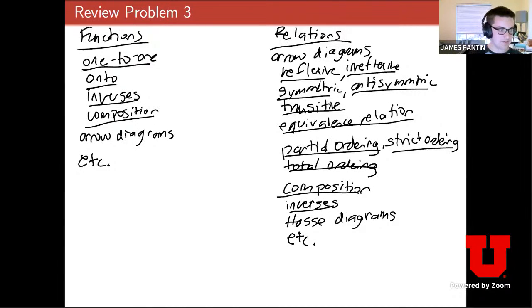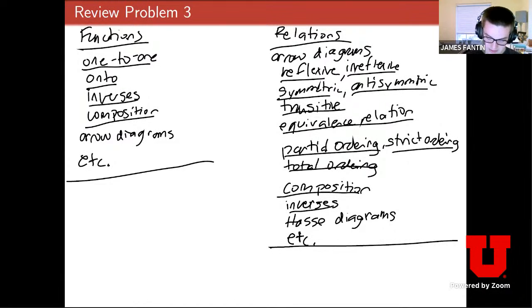Any other last minute questions? Real quick question, what does composition mean in functions and relations? Great question. Let's talk about relations first, because it generalizes to functions, since a function is just a relation.